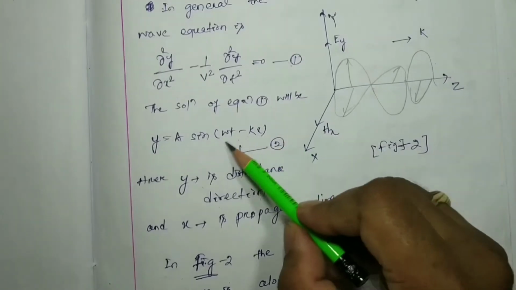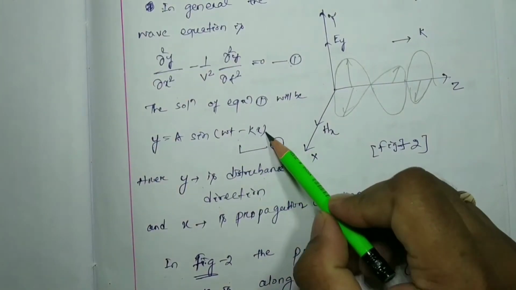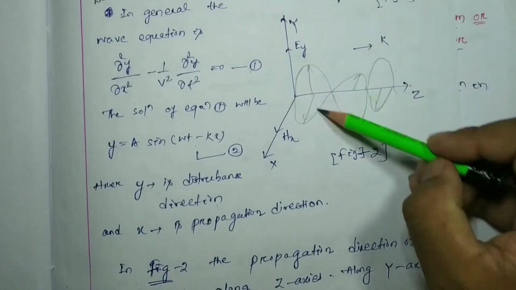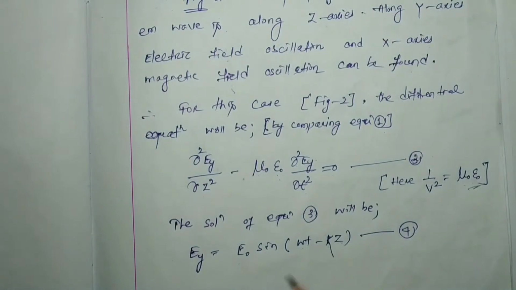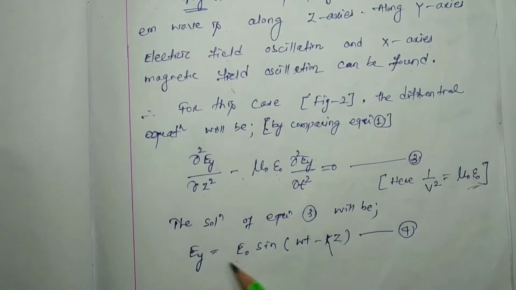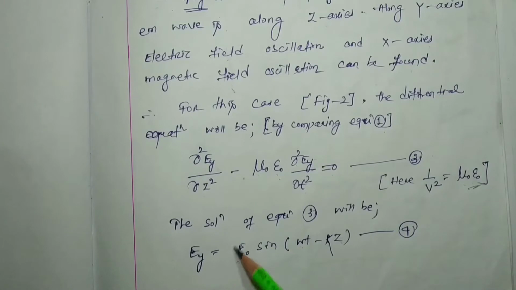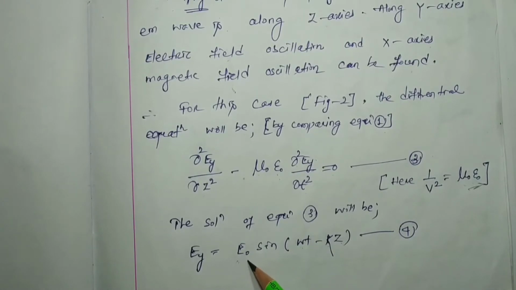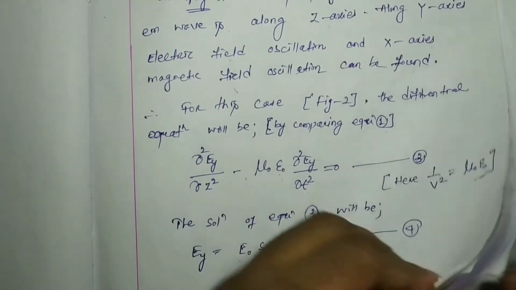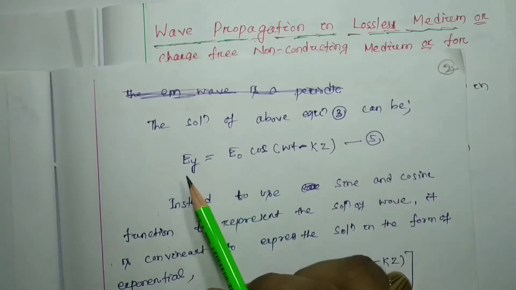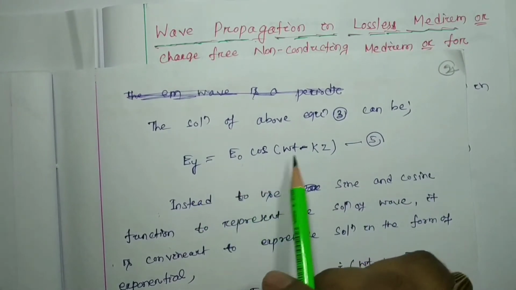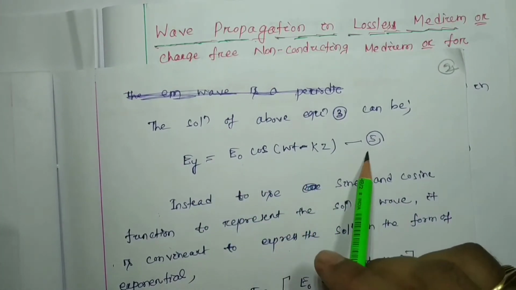Here it is omega t minus kx, propagating along the x axis. But in this case the electric field is propagating along the z axis, so it is omega t minus kz, and this is the amplitude of the electric field, the initial amplitude E0. Then the solution of the above equation 3 can also be written as Ey equal to E0 cos(omega t minus kz). Let this be equation number 5.